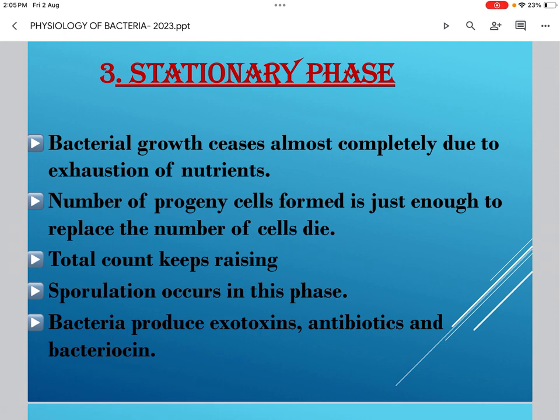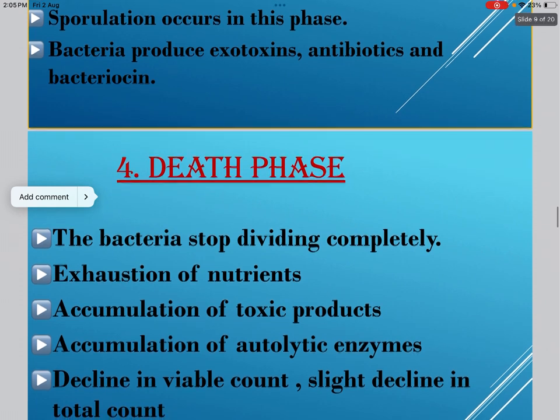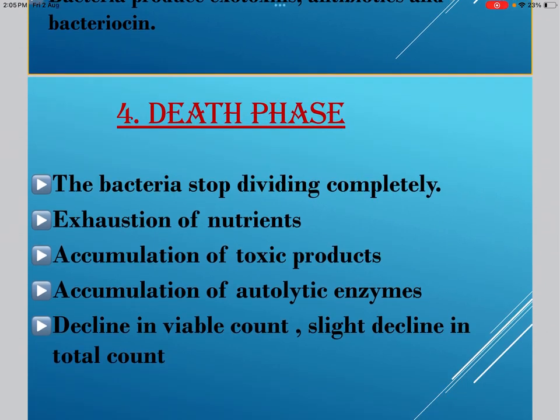And the next step, the last stage, is death phase. In this stage, bacterial multiplication does not occur. Instead, there will be exhaustion of nutrients, meaning the moisture, vitamins and nutrients present in the medium have been utilized by the bacteria for multiplication and metabolic processes. And also there will be accumulation of toxic products and autolytic enzymes. So here the number of dead cells will be more, and the number of living cells will be less.